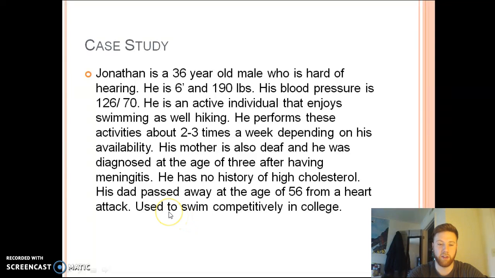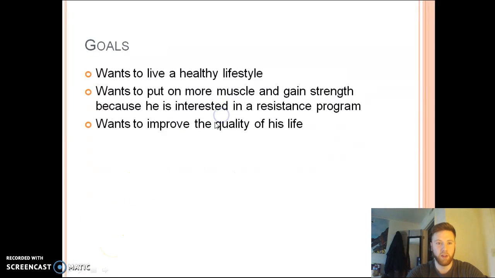He has no history of high cholesterol, and his dad passed away at 56 from a heart attack, and he used to swim competitively in college. Some of his goals: he wants to live a healthy lifestyle, he wants to put on more muscle and gain strength because he's interested in a resistance program, and he wants to improve the quality of his life.